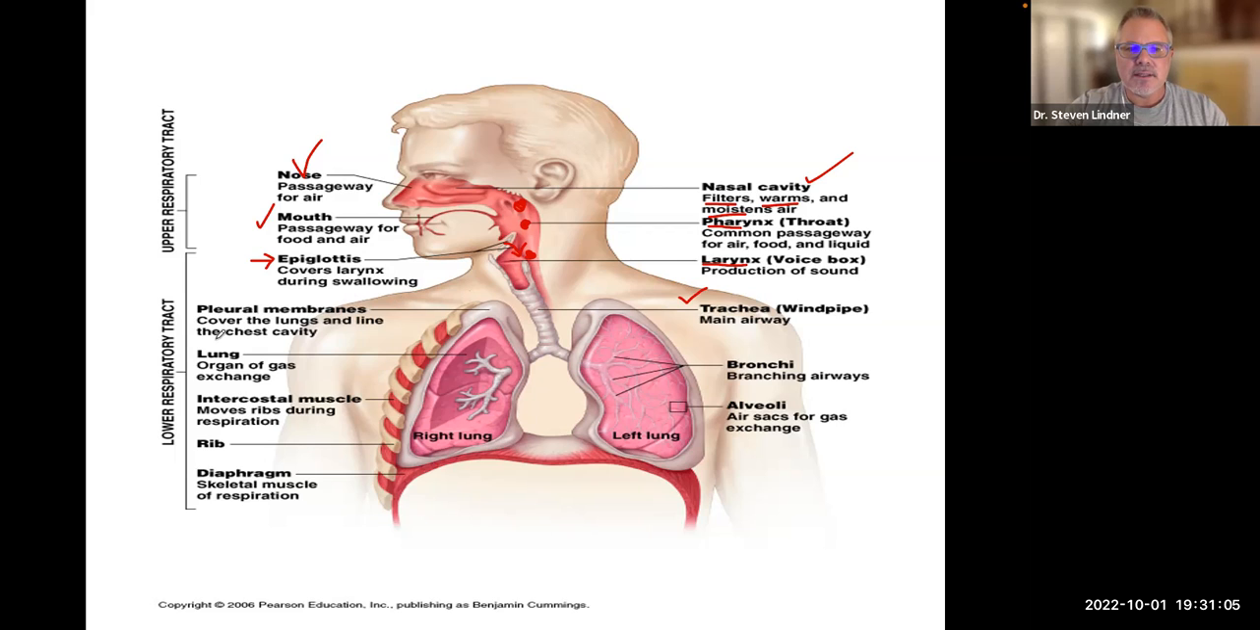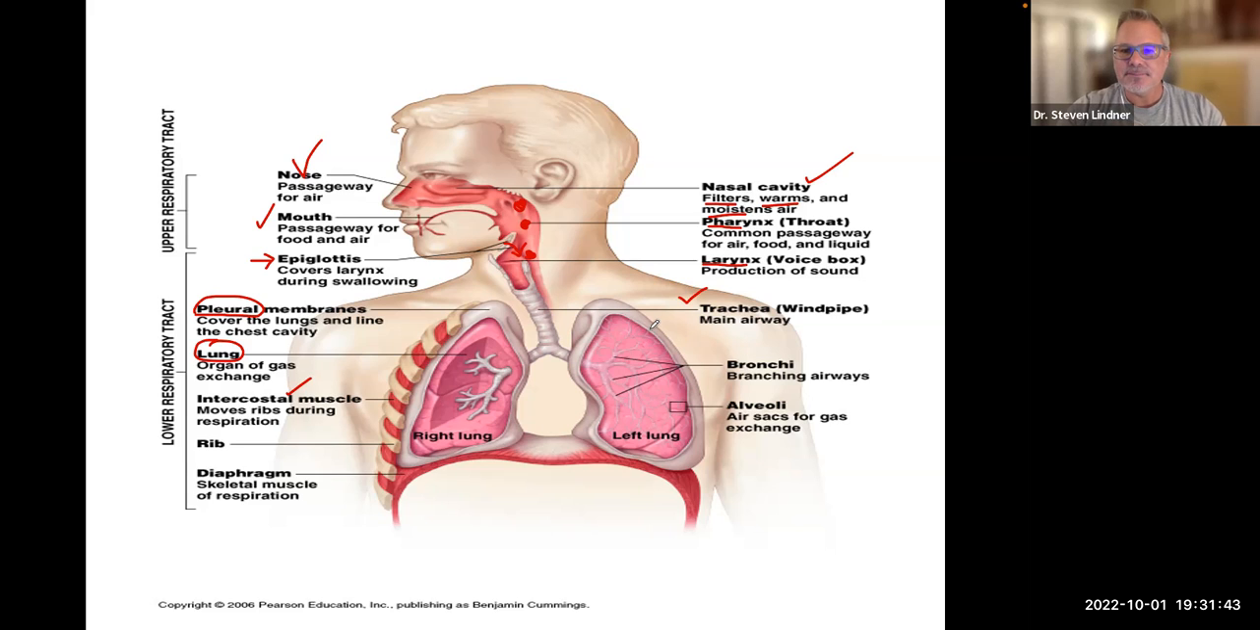Here are the lungs. That's the organ where the gas exchange takes place. Around the lungs, we have these pleural membranes. There is a parietal pleura, and there is a visceral pleura, and between the two is the pleural cavity. Around the lungs, we have muscles, these intercostal muscles. There's internal and external intercostal, which is involved in moving the ribs during inhalation and exhalation.